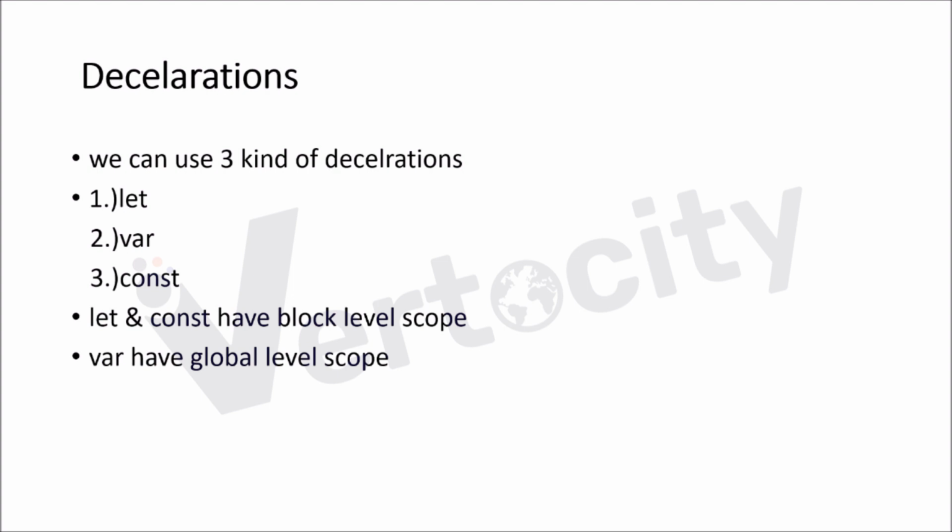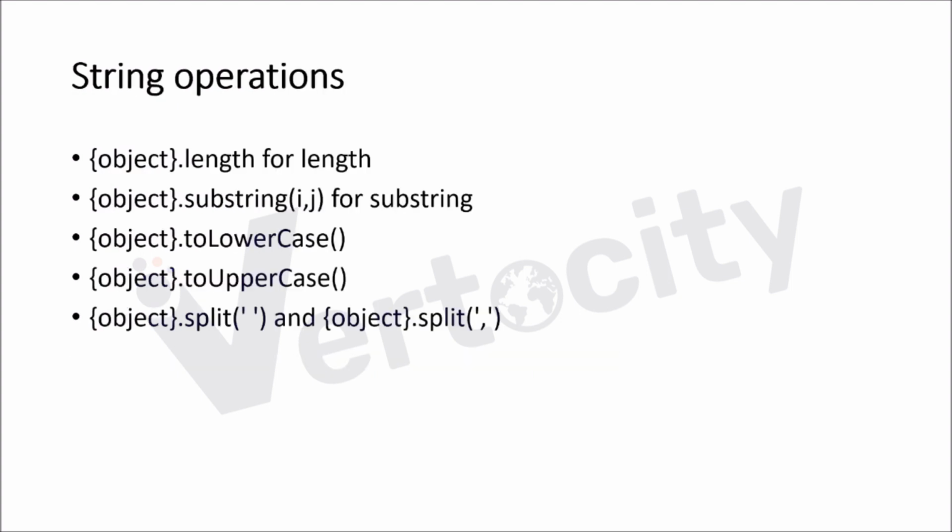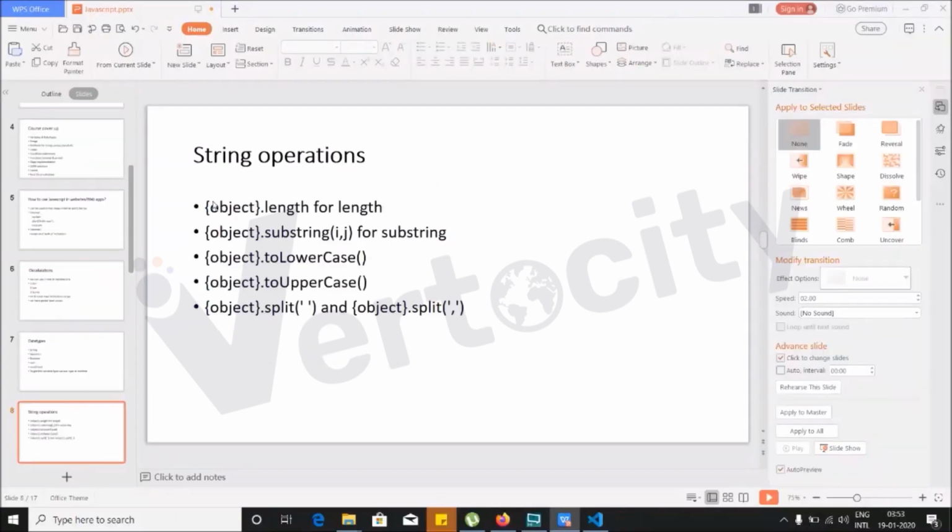So let's move on to the next slide, which is data types. Well, we have different data types which are string, numbers, boolean, null, undefined. To get the data type, we use the typeof method. So let's move and see some practical purpose before going on to the string operations.